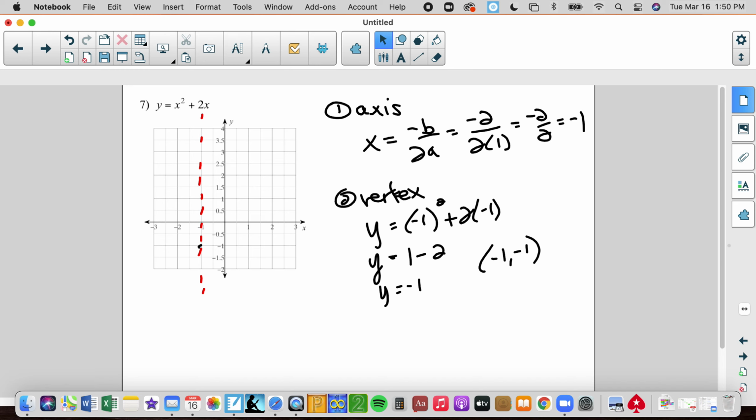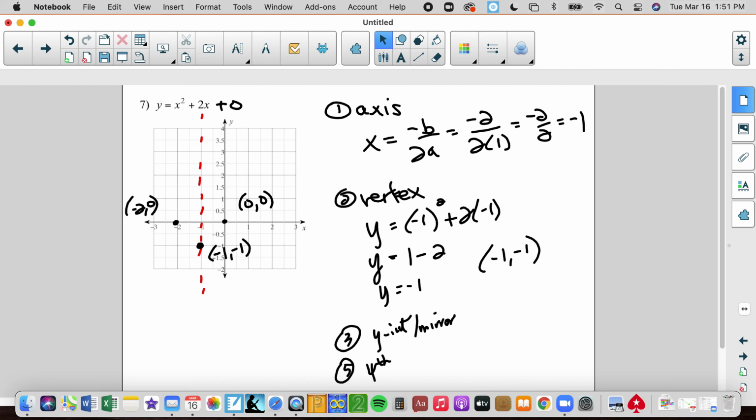Negative 1, negative 1. Now, my a is positive, so I know it's going to be U-shaped. What is my y-intercept? My y-intercept is 0 because there is no constant. That's 2 away, so that's 2 boxes. Let's start labeling our points. That's negative 1, negative 1. This is 0, 0. This is negative 2, 0. So I just did my y-intercept and my mirror.